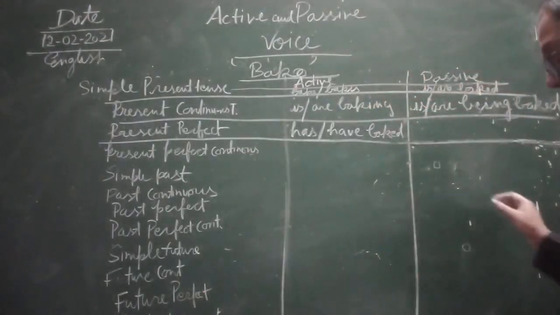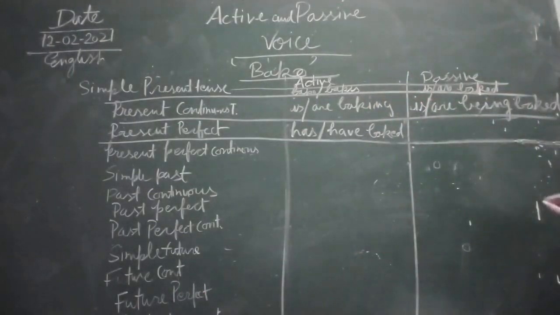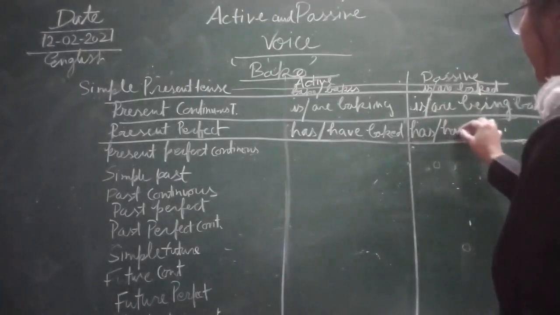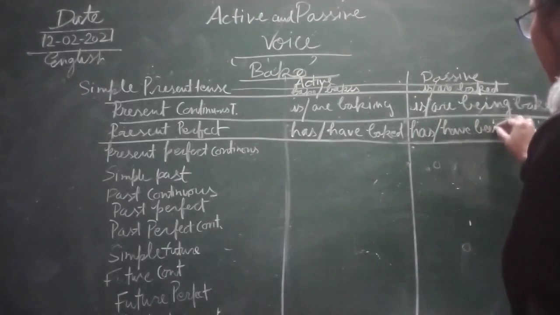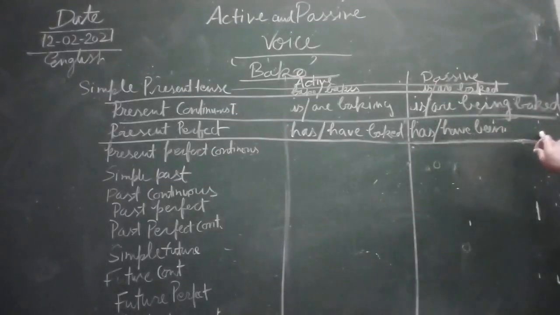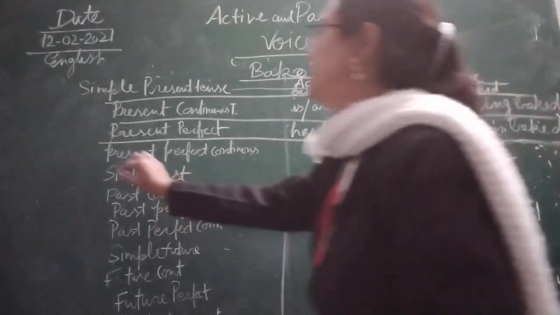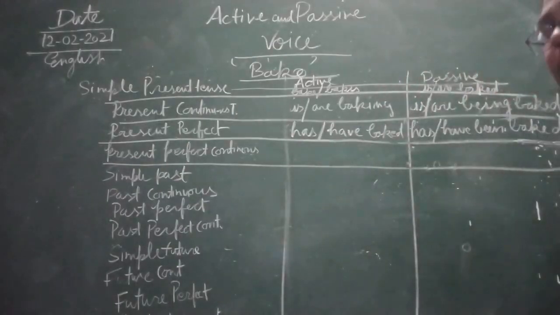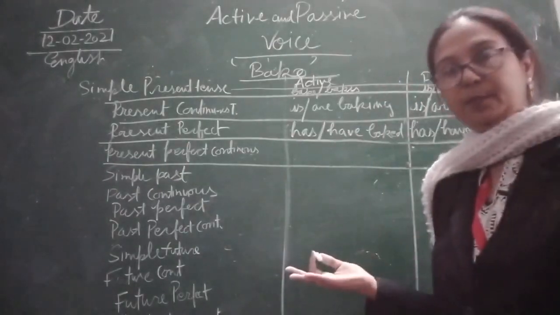Now here what will we do? Has been and have been, here baked. Okay, baked in the passive voice. Okay. Now present perfect continuous tense, has been and have been will be there.